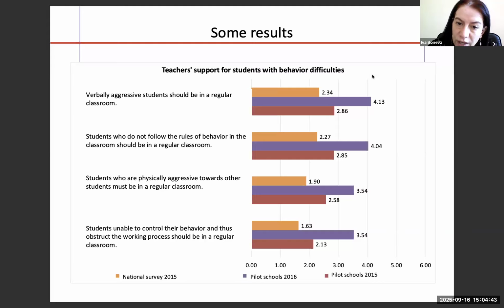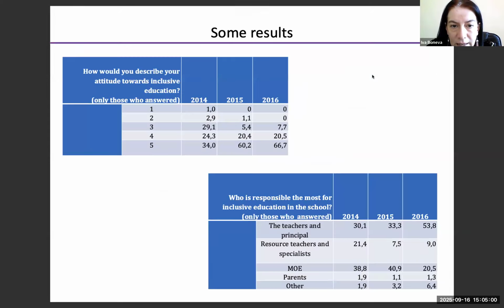And here we actually had a remarkable improvement, because these are the students that, according to some of our surveys and the national surveys, teachers had the biggest difficulties working with. And then next. And here I want to show in the lower table the question: who is responsible the most for inclusive education in the school?